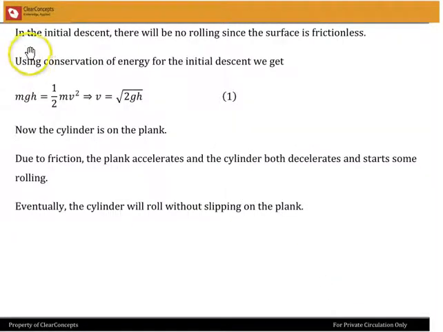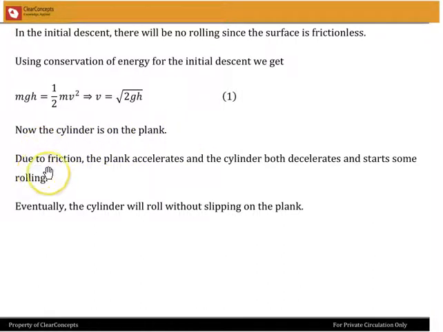Okay, so in that initial descent down the slope of the hill, there is no friction and therefore there can be no rolling. So it's just an issue of the cylinder sliding down. Using conservation of energy for the initial descent, there is only translational motion, no rotational motion. So we have the potential energy mgh gets converted to the kinetic energy at the base of the hill. So that's half mv squared. From that we get v equals root 2gh. That's equation 1.